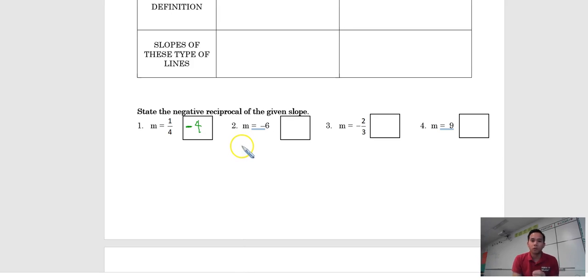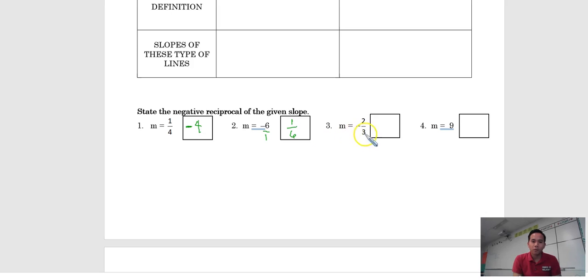It's supposed to be 4/1, but never mind the 1 under. Okay, we have m is equal to -6. So the negative reciprocal, because it's negative, it will become positive. And the reciprocal, there's a hidden 1 here. So 6/1 will become 1/6, and it's positive, so no need to put the positive there. That's how you do the negative reciprocal.